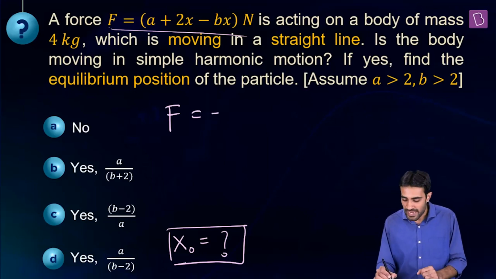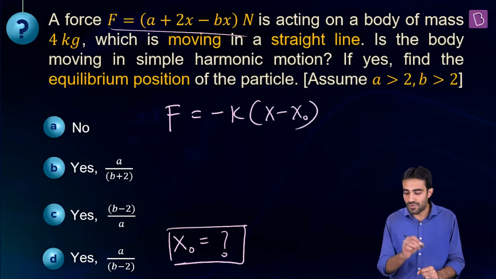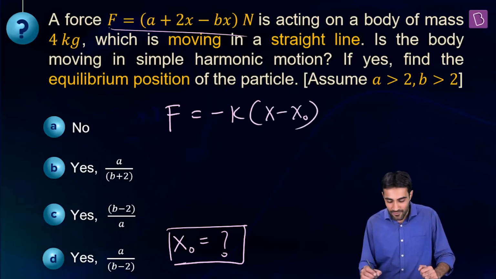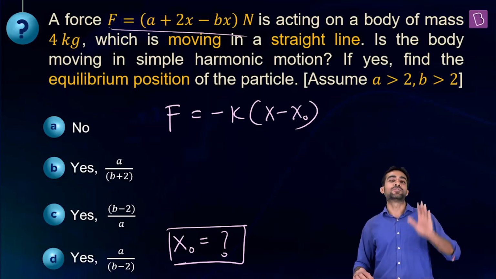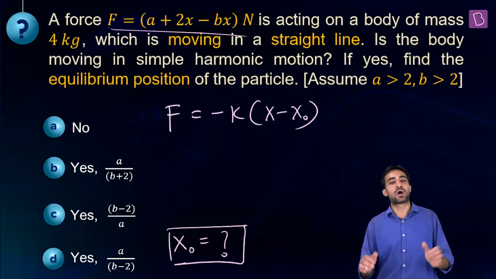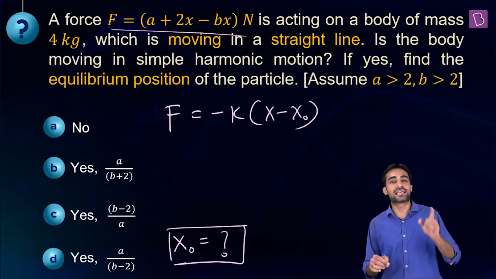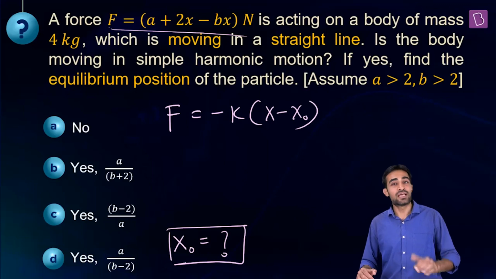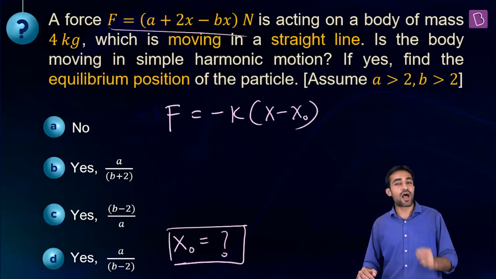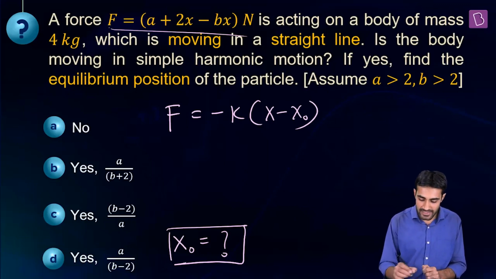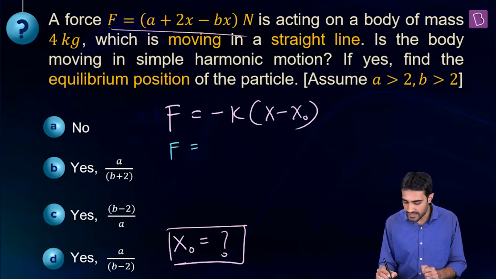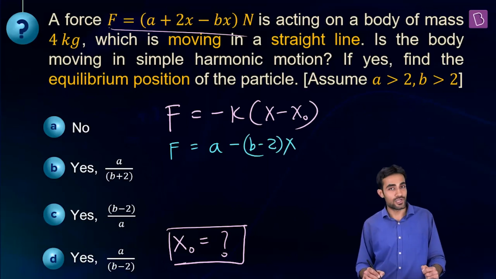You would say force, if it is -k times (x - x naught), then we will have an SHM, where x naught is the equilibrium position and k is just a constant. All right. So this is the standard equation of force in case of SHM. Now let's see what equation we have in our question. In our question, they say force is A - (b - 2) times x. This equation was given in the question.